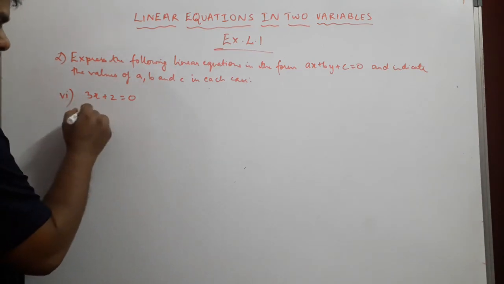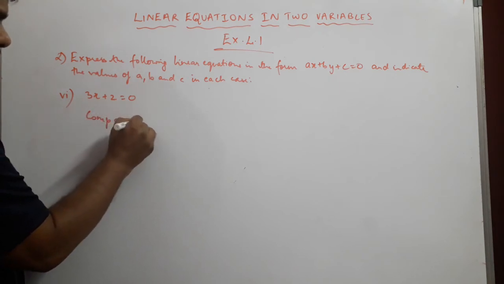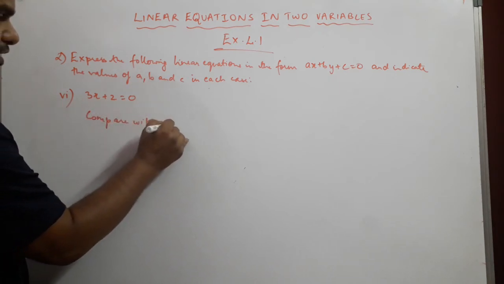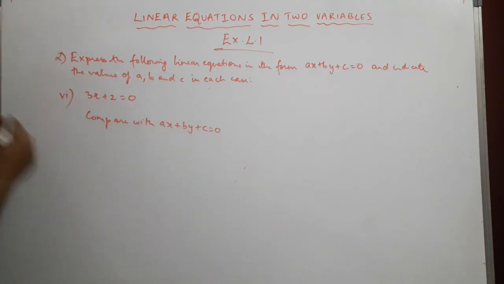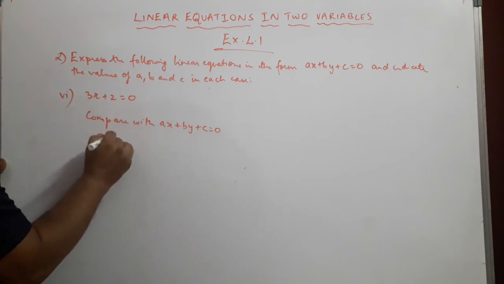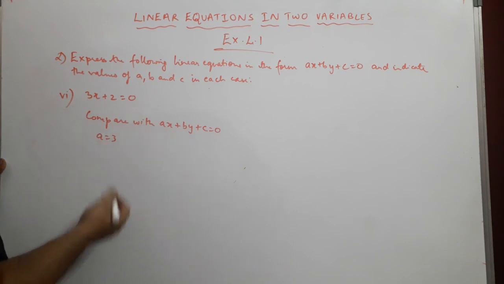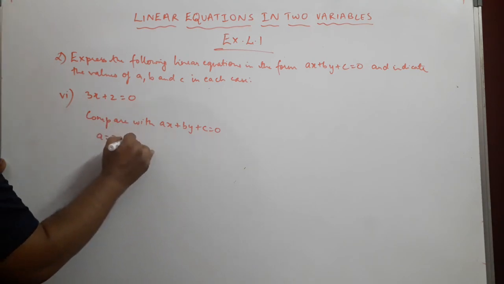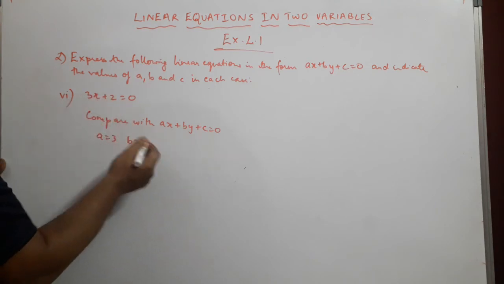So we will compare this. There is nothing to bring on the left hand side, so we will compare with ax plus by plus c equal to 0. So what is the coefficient of x out here? That is 3. What about b? We don't see a variable y over there, which means that b should be 0. If it is not there, means b is equal to 0.